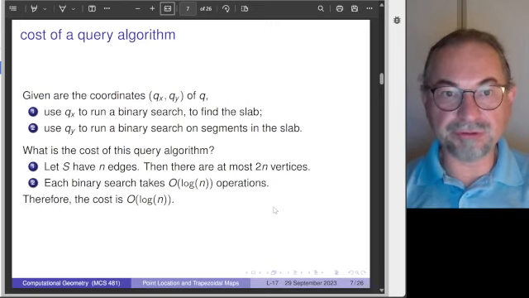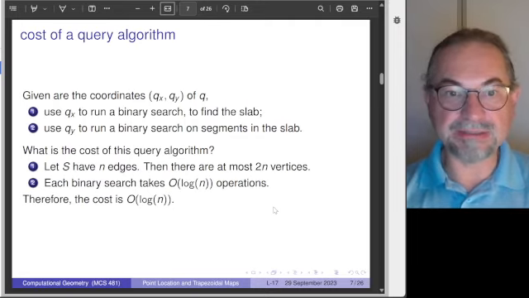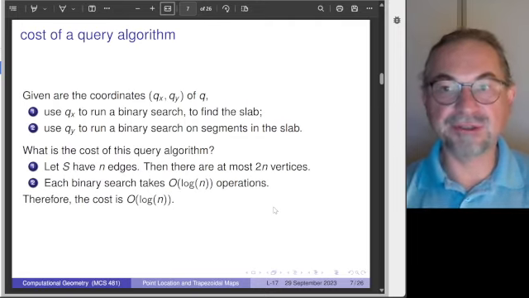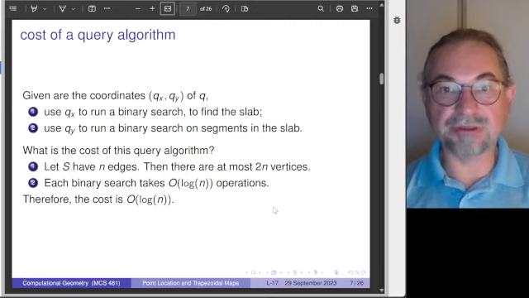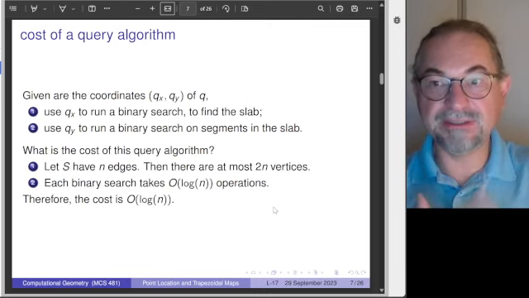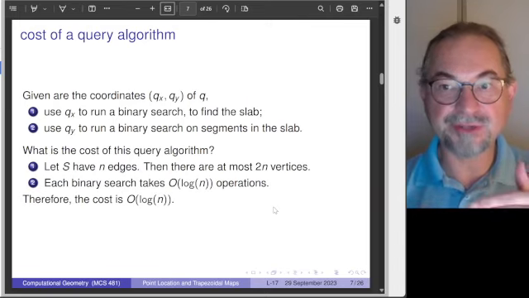What is now the cost of this query algorithm? Locating the slab can be done via binary search, and that is logarithmic in the number of vertices. We could also run a binary search on the segments that are in the slab. So in some sense, we have covered the line segment intersection problem.